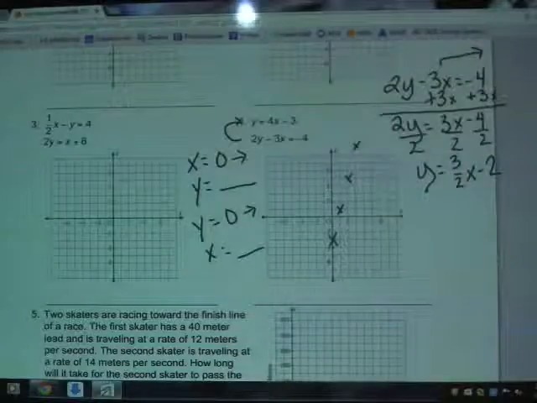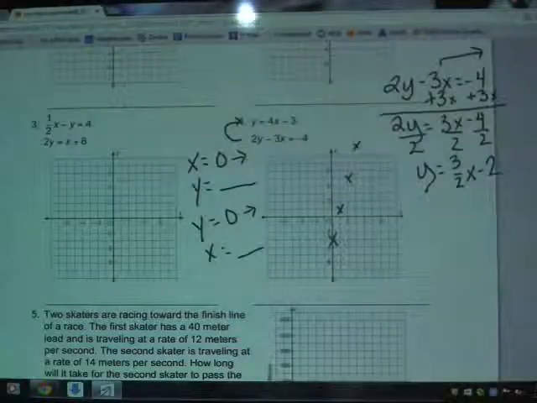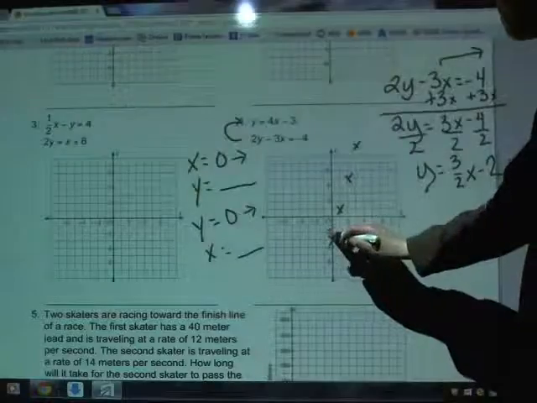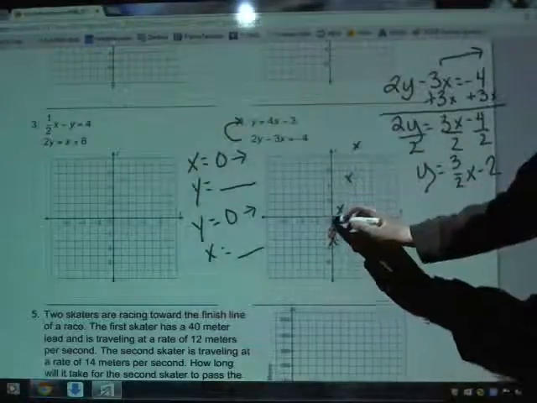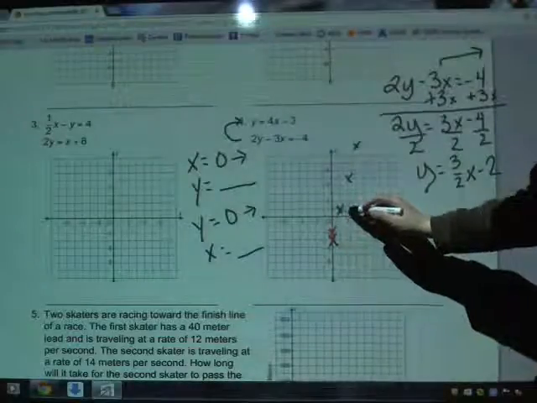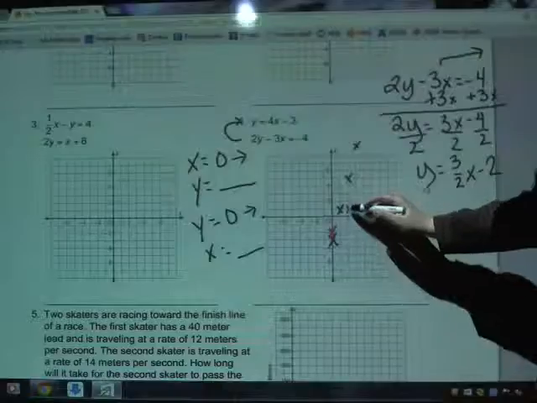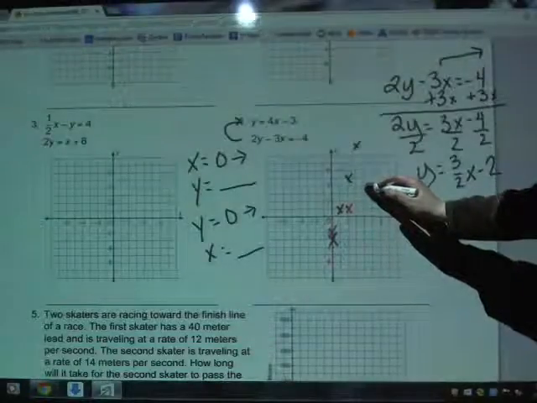I'm going to go ahead and change colors. The end of that one says -2. So I'm going to go down to -2 and put a dot. And the slope here says 3/2, which means I'm going to go up 3, right 2. I go up another 3, and right another 2.